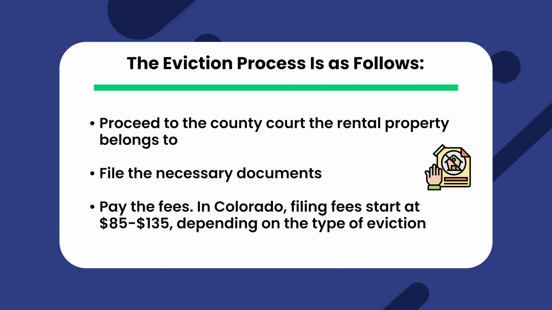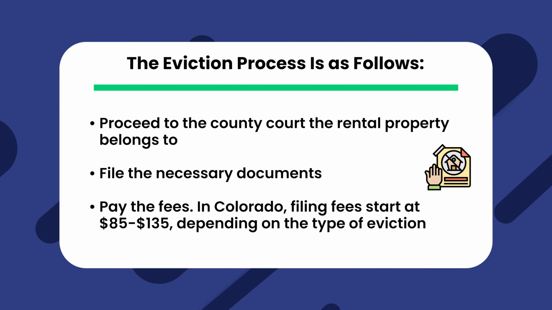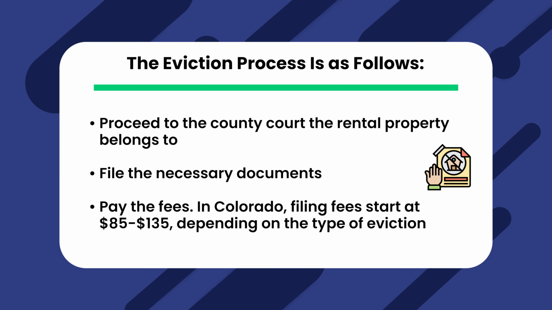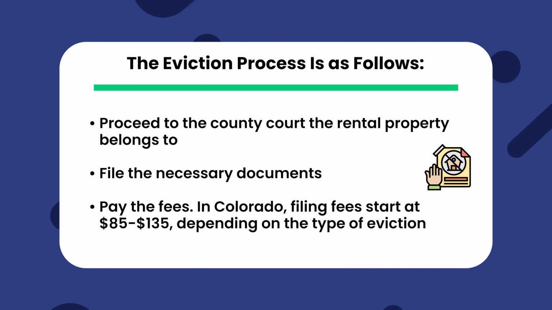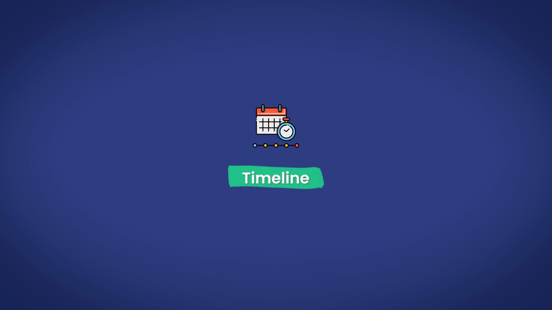The eviction process can only begin after the issuance of the notice to vacate, and the landlord must have allowed enough time to pass before filing for eviction. But the general eviction process is as follows. First, you're going to proceed to the county court that the rental property belongs to. Next, you will file the necessary documents. Third, you will pay the fees. In Colorado, filing fees start between $85 and $135, really just depending on the type of eviction.